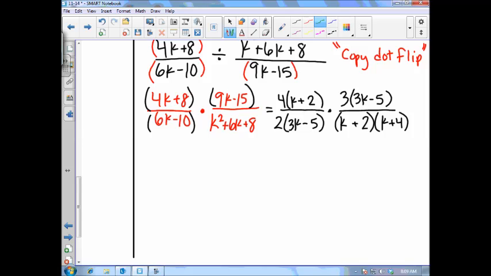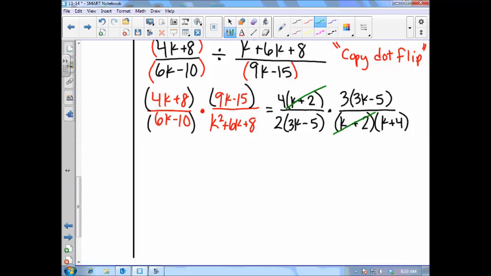Let's check. Is its neighbor being multiplied? Is it multiplied to 4, and is it multiplied to the 3? Yes, so we are allowed to cancel. And this k plus 2 is multiplied on both sides? Yes, so it is legal to cancel if it's multiplication. You have to check that because if it's add or subtract, you're not allowed to cancel.